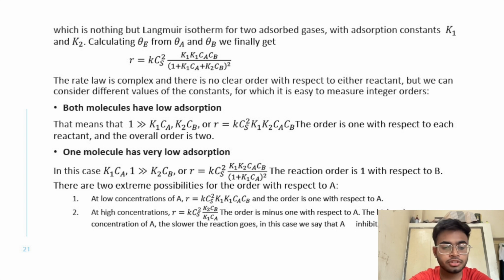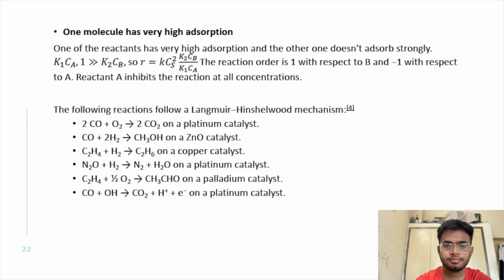At high concentration of the species A, the rate expression simplifies to R is equal to K times concentration of S squared times K2 times concentration of B divided by K1 times concentration of A. The order is minus 1 with respect to A. The higher the concentration of A, the slower the reaction goes. In this case, we say that A inhibits the reaction.